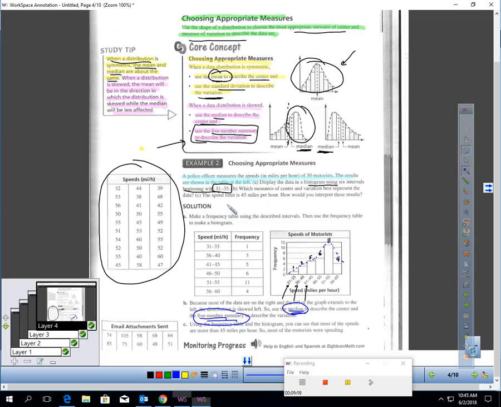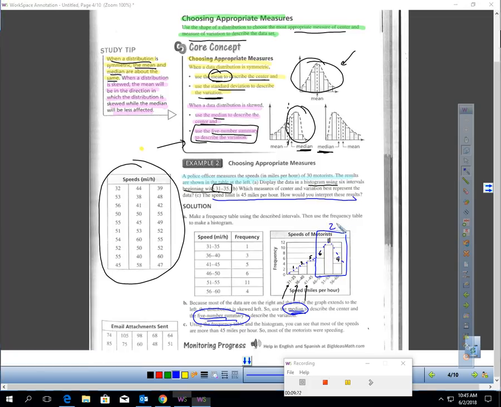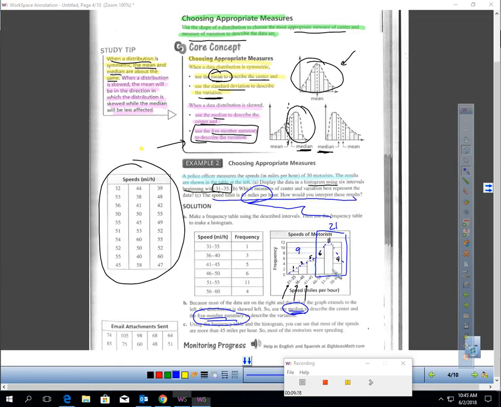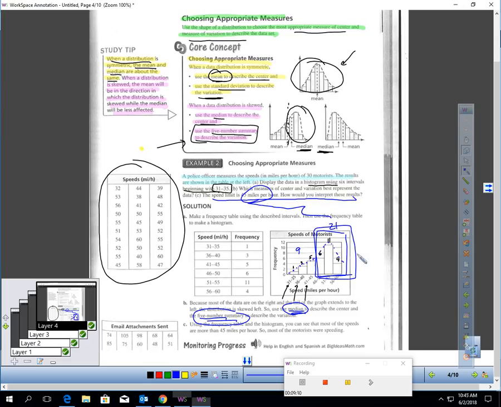And then finally, the speed limit is 45 miles per hour. How would you interpret these results? Well, when I'm looking at this, this is what I'd say. There's an awful lot of people speeding, because I'm counting this up: there are 21 people traveling over the speed limit, and 5, 3, and 1, there are only 9 who are not. A majority of the people are speeding, according to this histogram.